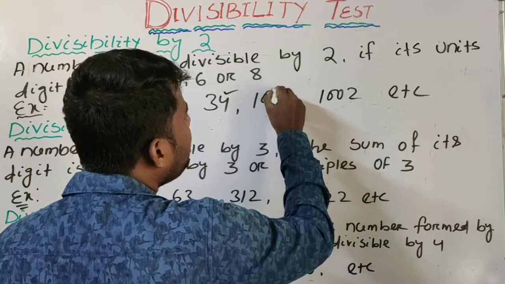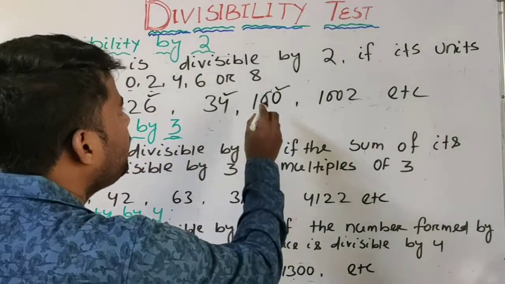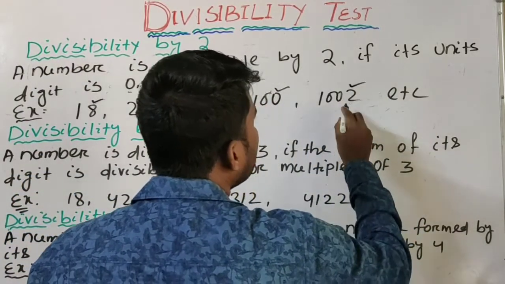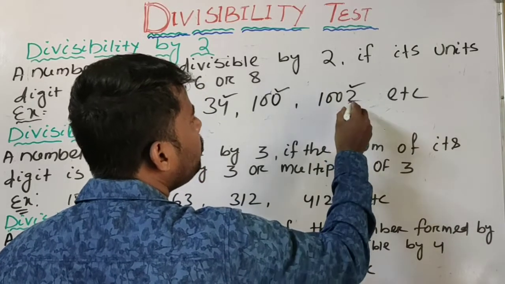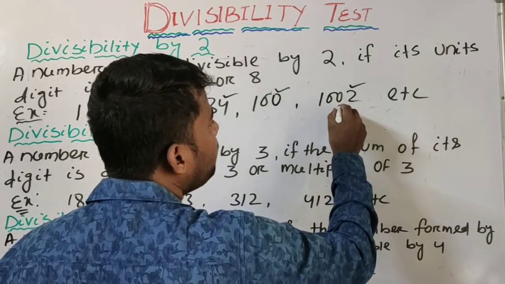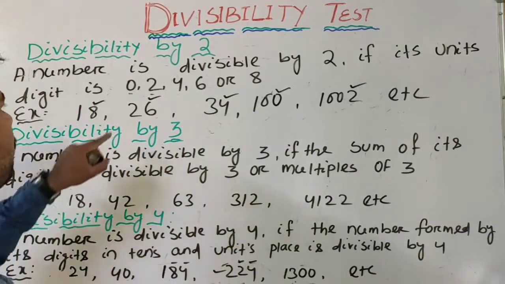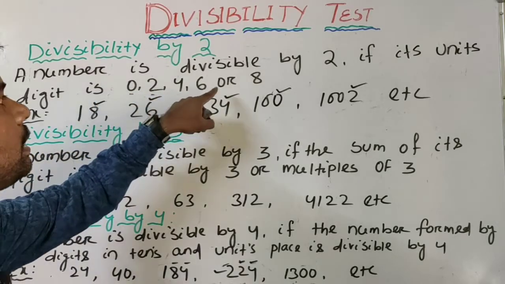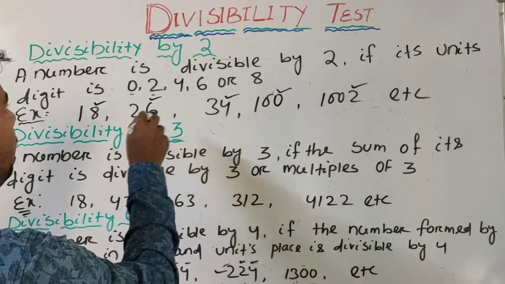So this number is 100 and its unit digit is 0, so this number is also divisible by 2. And here also this number, its unit digit is 2, so this number is also divisible by 2. So any number whose unit digit is 0, 2, 4, 6 or 8, those numbers are divisible by 2.